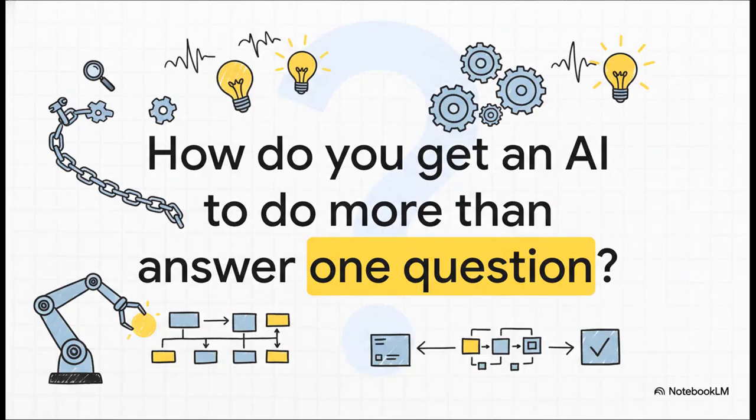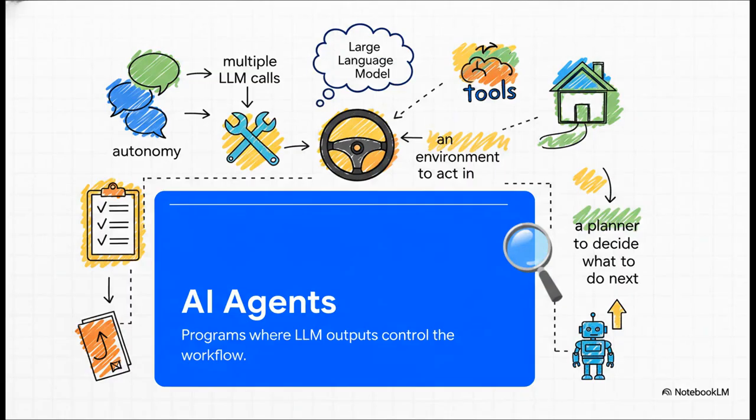So here's the big question, right? How do you get an AI to do more than just answer a single question? I mean, how do you make it think? How do you get it to use tools, to string different skills together, and actually pull off a complex task from start to finish? Well, the answer is something we call an AI agent.